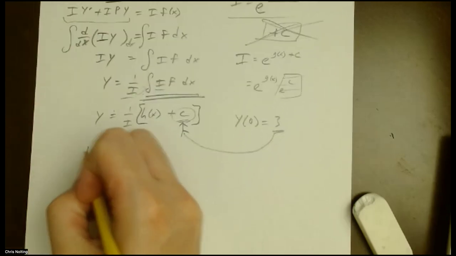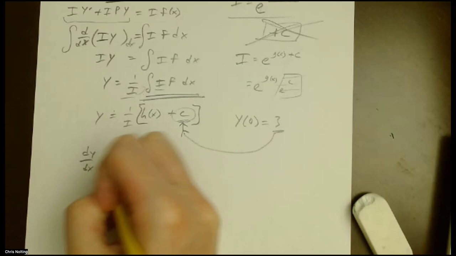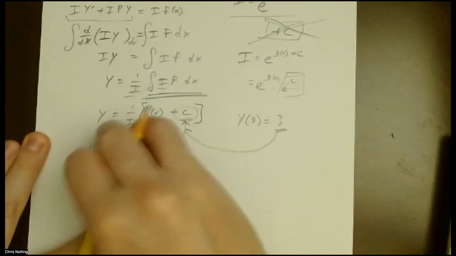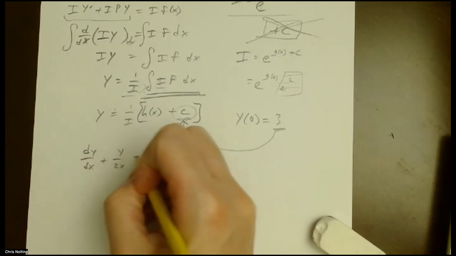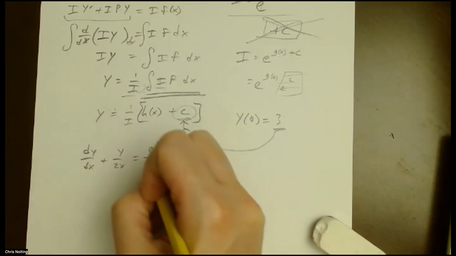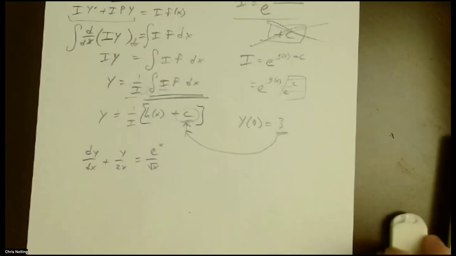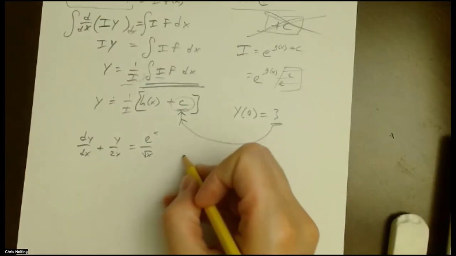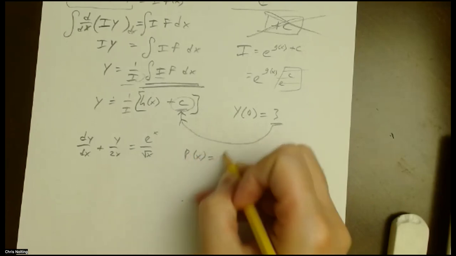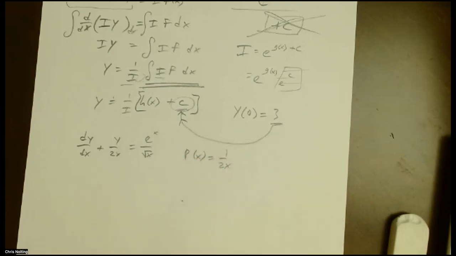So let me do an example of doing this. So I'll say dy/dx plus y over 2x equals e to the x over square root x. So in this case, we get p of x equals 1 over 2x.